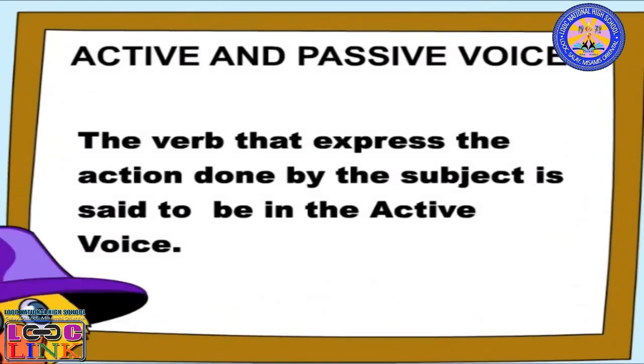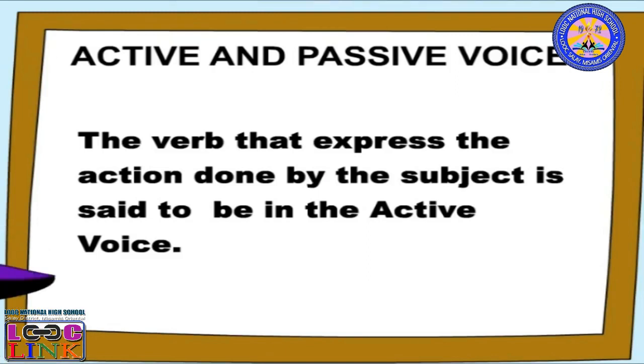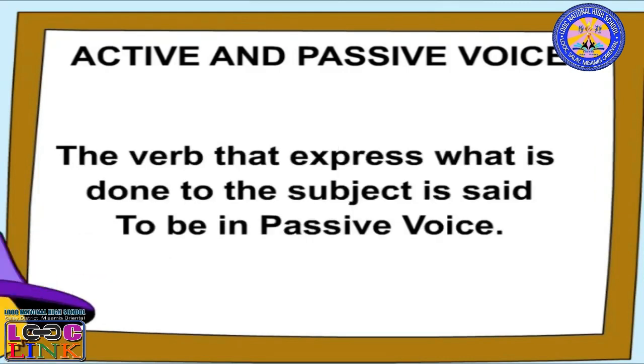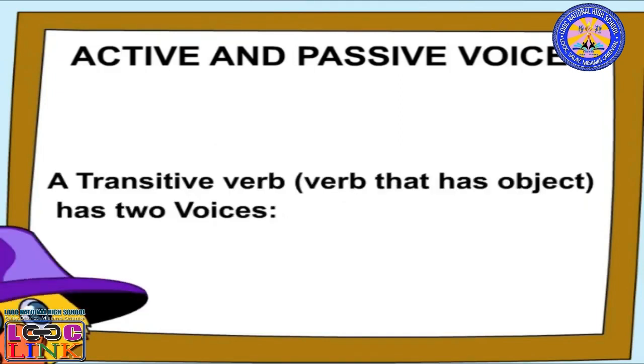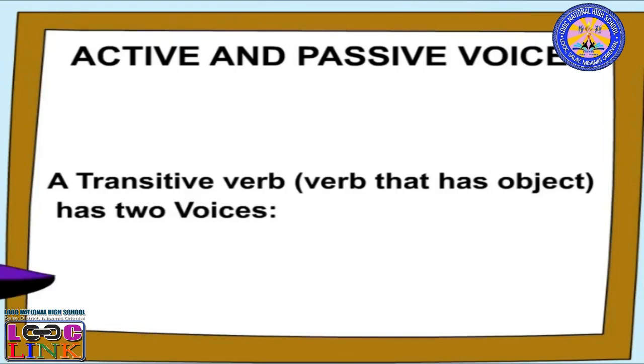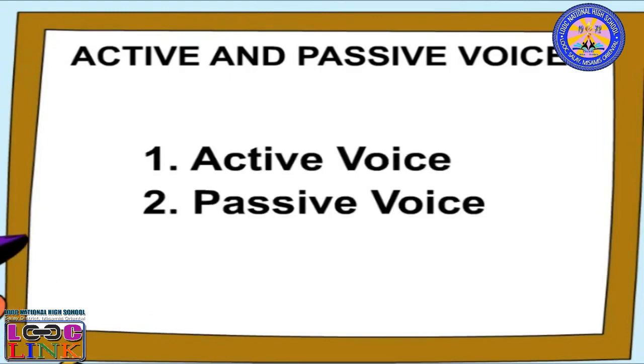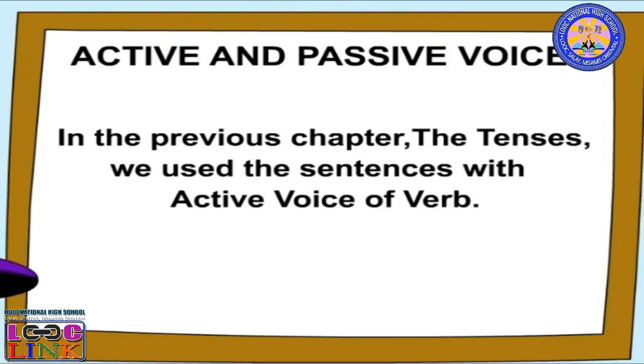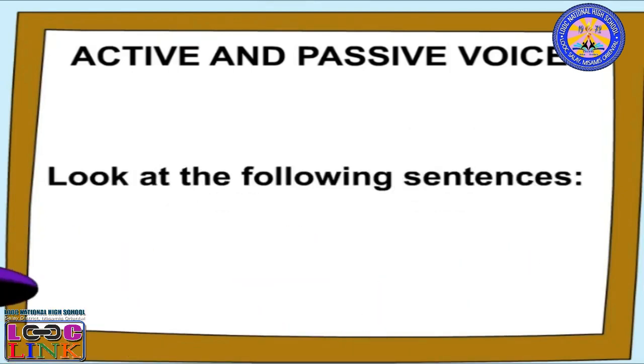Active and passive voice. The verb that expresses the action done by the subject is said to be in the active voice. The verb that expresses what is done to the subject is said to be in a passive voice. A transitive verb, a verb that has an object, has two voices. One, active voice. Two, passive voice. In the previous chapter, the tenses, we used the sentences with active voices. Look at the following sentences.